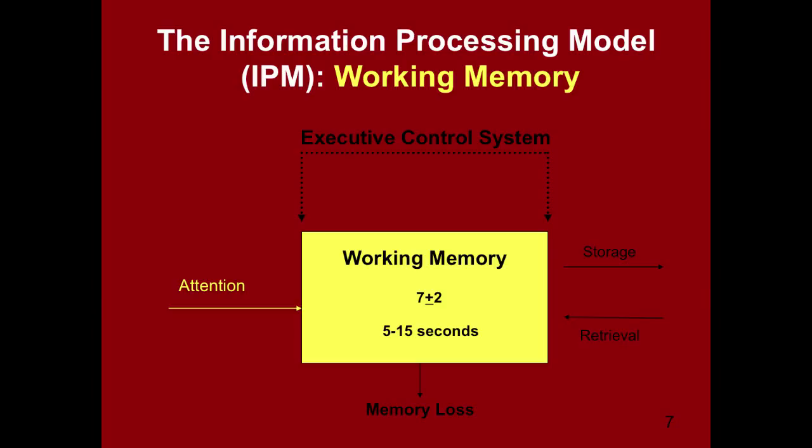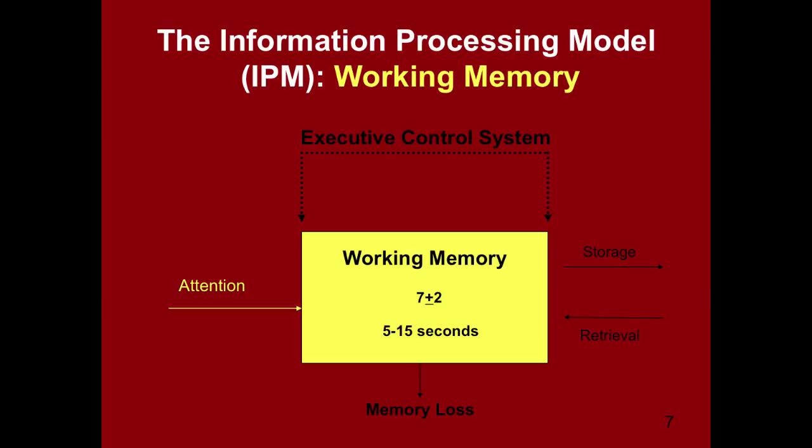This is where we process things consciously and we make meaning out of the information that we're attending to. The executive control system also organizes information and makes inferences about it in order to make the new information meaningful. This system also decides which information we'll attend to.